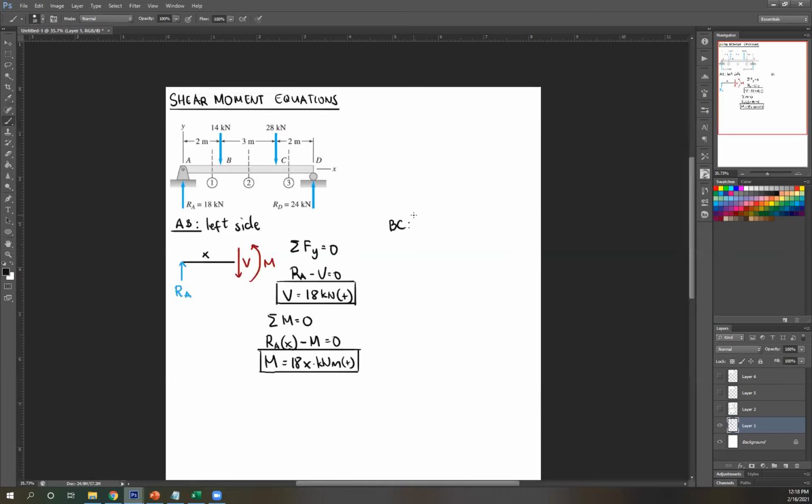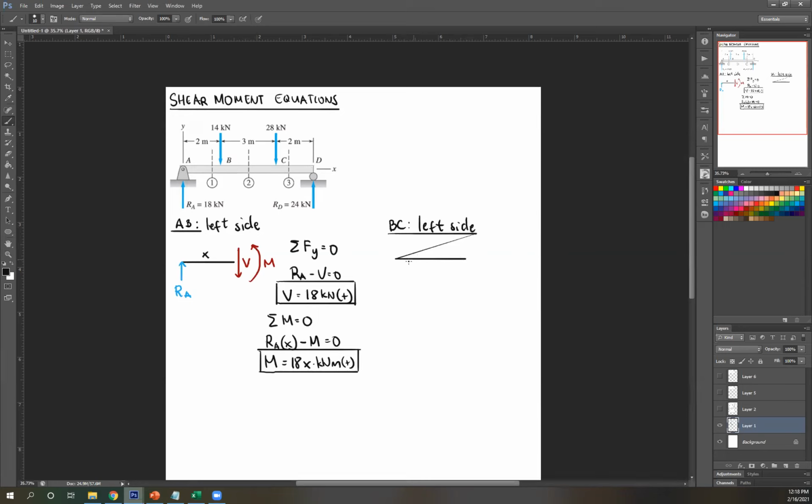BC. And again, you're gonna cut and determine what side is easier or what side you want to solve, left or right. Now, as a rule, because later on in part B you're gonna create a shear moment diagram, you want to take your equations from one side only. So I started with the left, so this should be on the left side as well. But you can use the right side, but I'll show you the difference later.